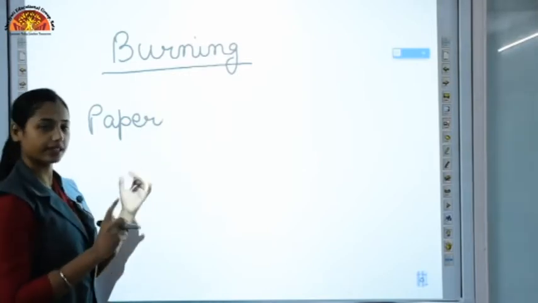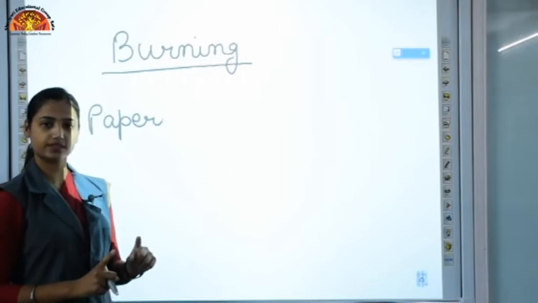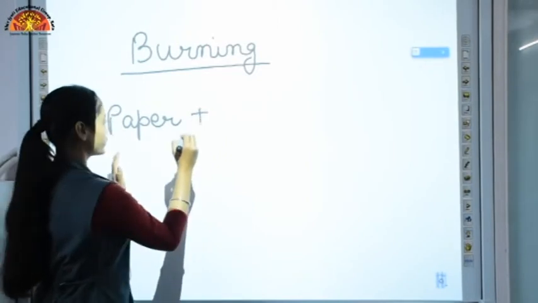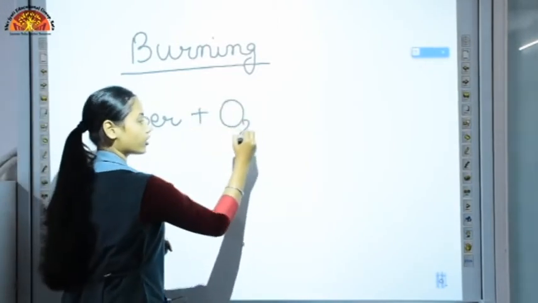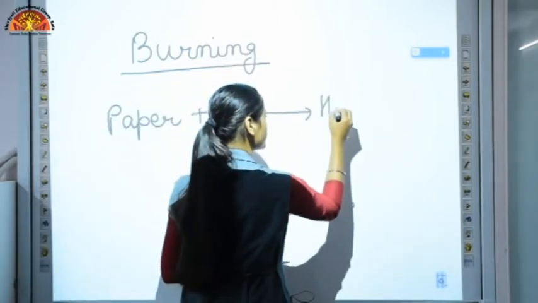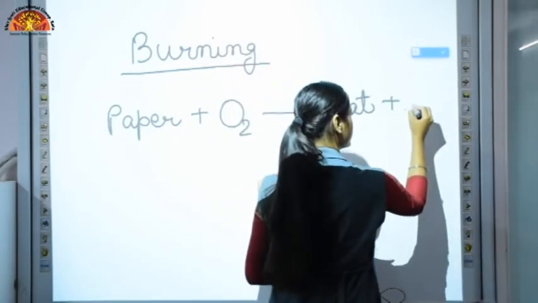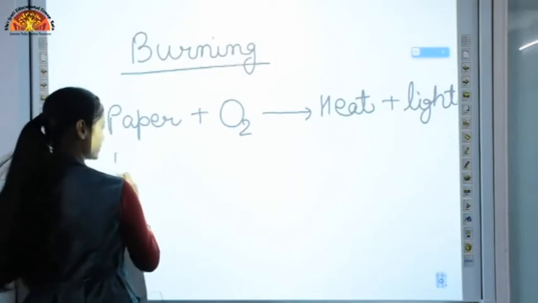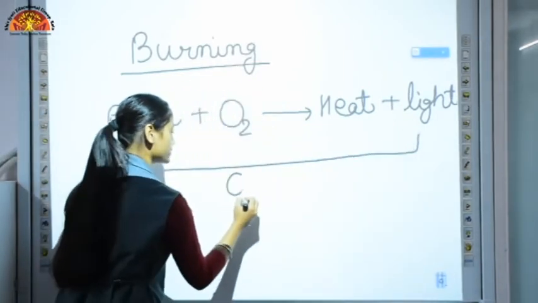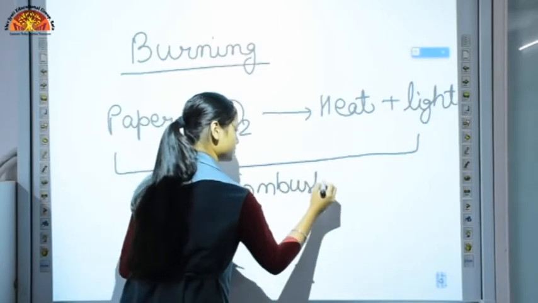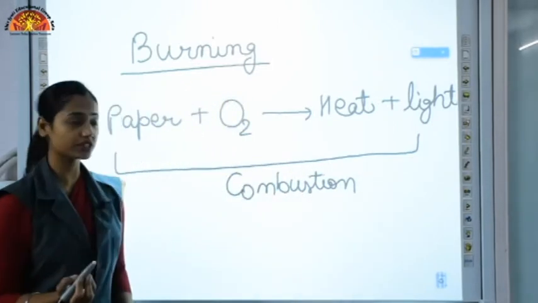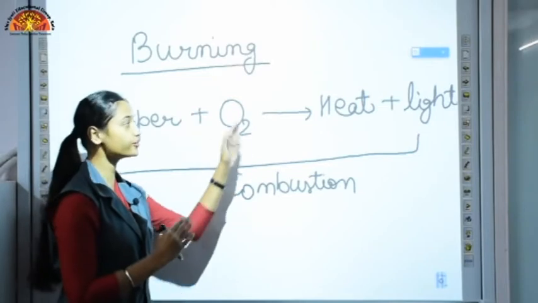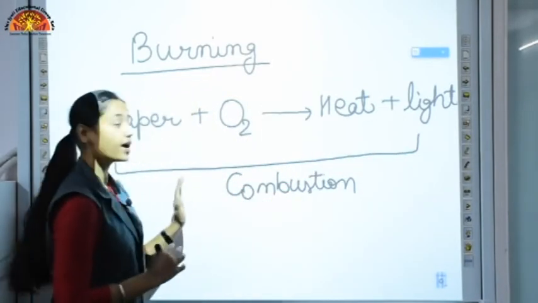When we burn paper, remember in class 7 we discussed that burning is a chemical change. So when we burn paper, what we are actually doing, the paper is reacting with oxygen and it gives us heat and light. Understood? So this process is known as combustion. Is it clear? What is combustion? When any substance burns, when they react with oxygen and they give heat and light, this is known as combustion.